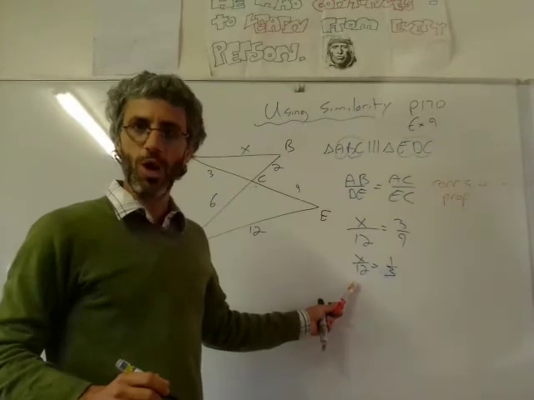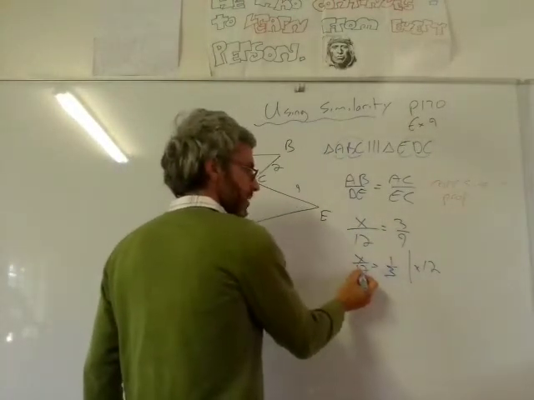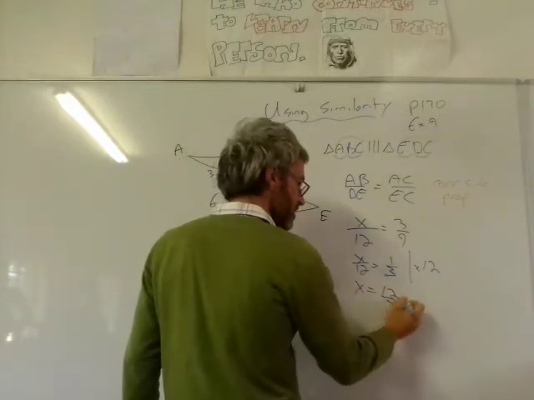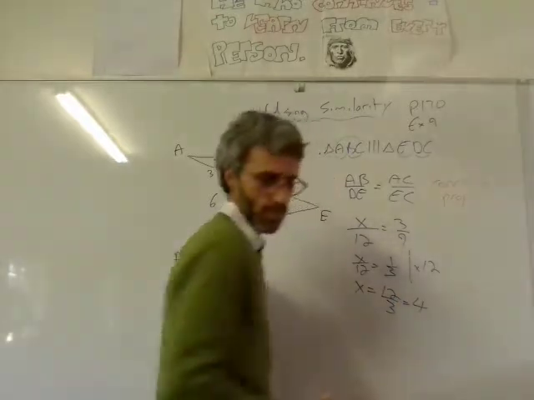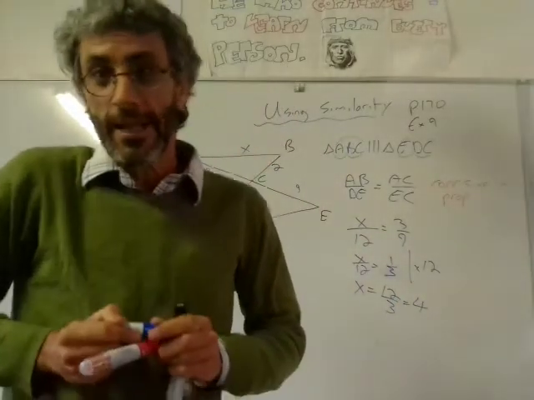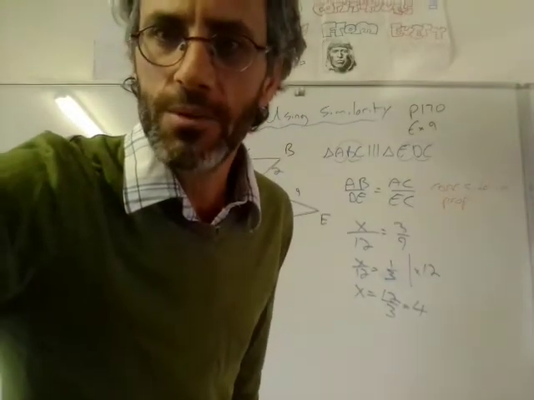How do I get rid of the 12? I times by 12. I times the denominator here by 12. That will cancel it out. So x equals 12 divided by 3, which is equal to 4. And that's what I wanted to find. That's it, easy. Maybe we'll do one more example.